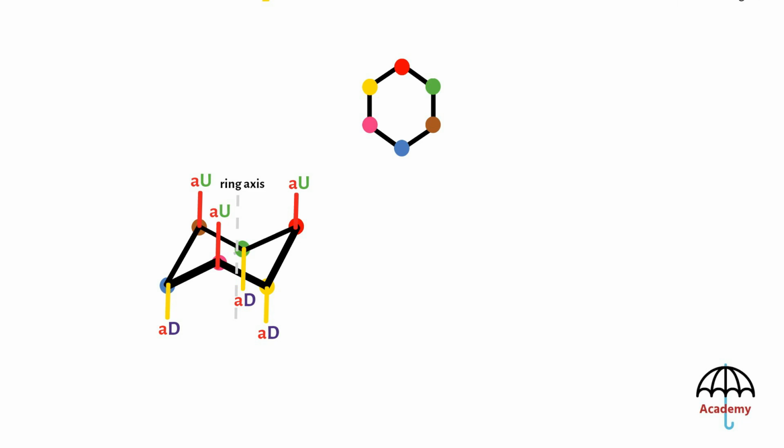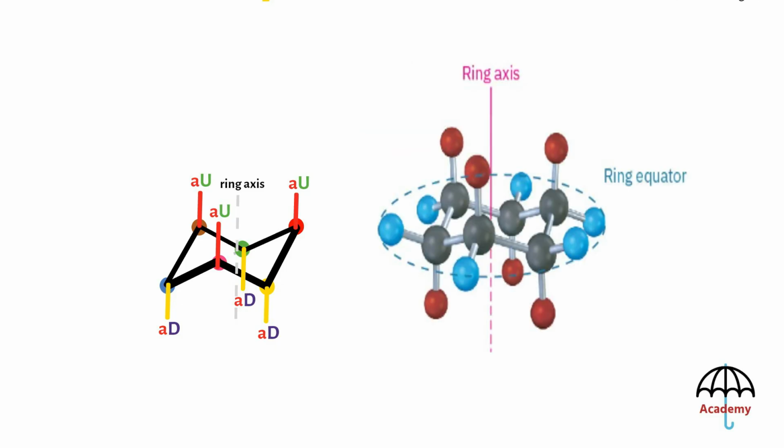Now each carbon has an equatorial position, which is roughly in the plane of the ring, around the equator. You can get a better idea of equatorial positions from this 3D picture of the chair conformation. You can see that the equatorial positions are in a band around the ring and axial positions are parallel to the ring axis. In the 2D representation of the chair conformation, down carbons have equatorial positions pointing up, and up carbons have equatorial positions pointing down.